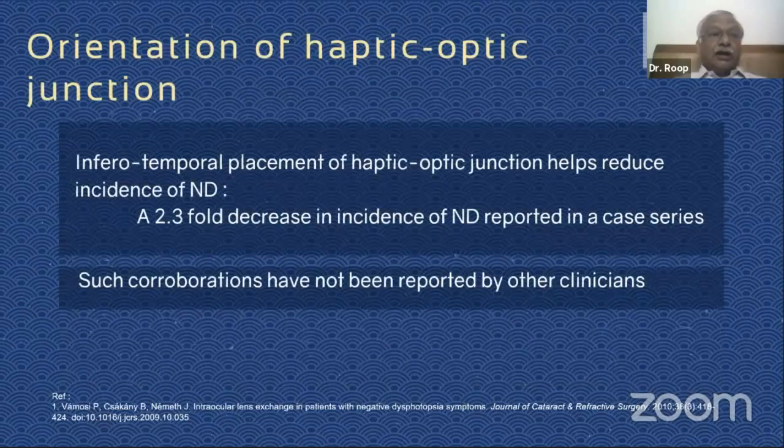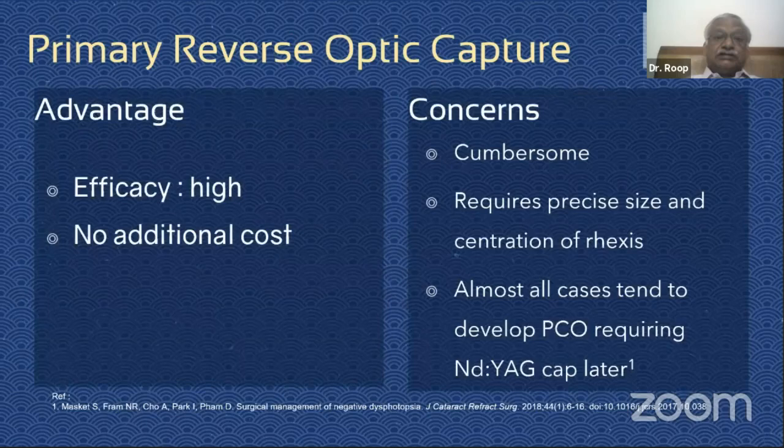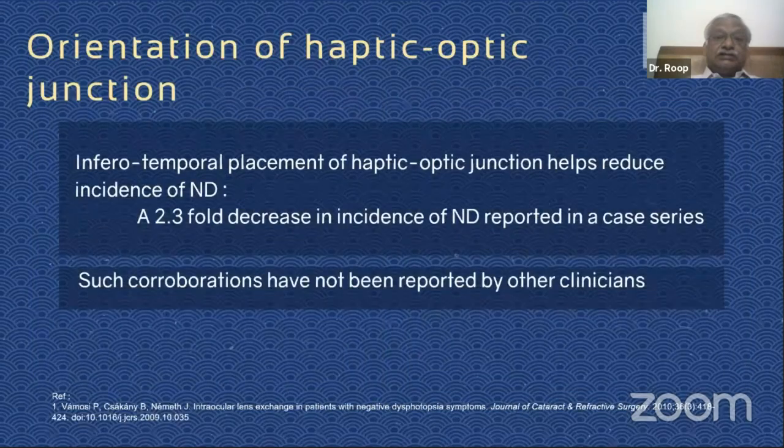Another possible treatment, or preventive option that can be tried, is to place the haptic optic junction in such a way that it is placed inferior temporal to superior nasal. So the basic advantage is it does not require any cumbersome process. However, its efficacy is doubtful.